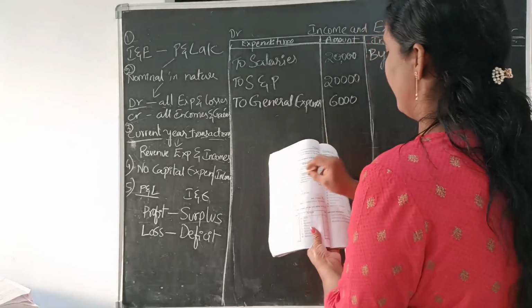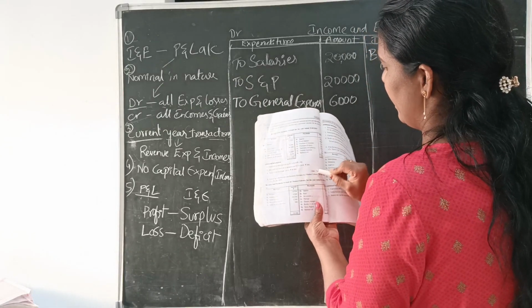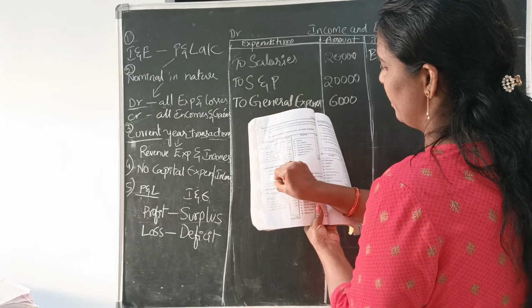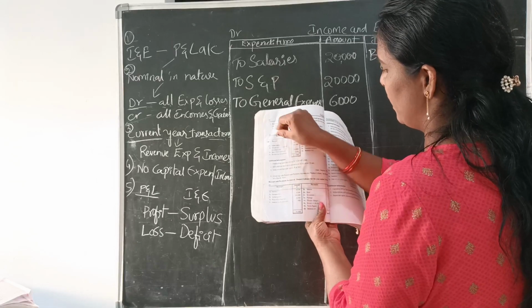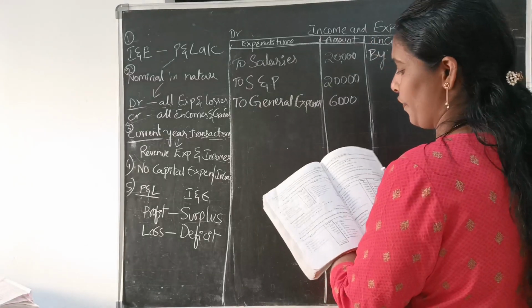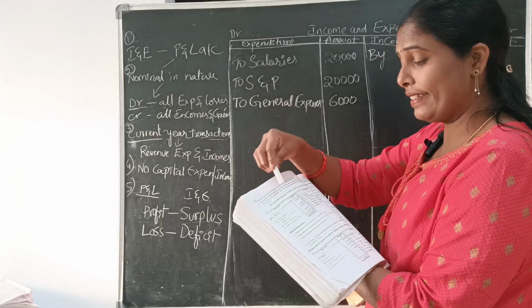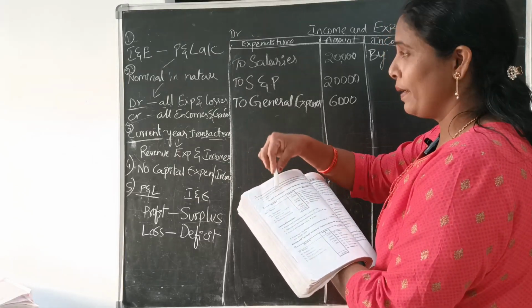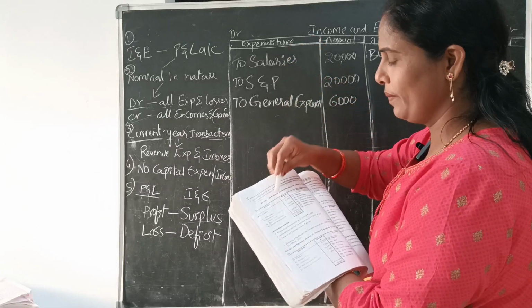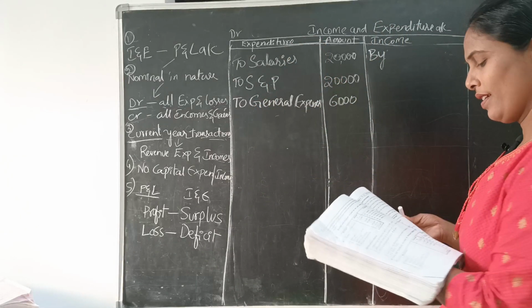Simply, on the receipt side we will write the opposite sides. Receipt side income, payment debit side. So cross the transactions, don't get confused. In the receipt and payment account we write receipts on the debit side. In the income and expenditure account, expenditure is on the debit side. According to the rule we are writing.